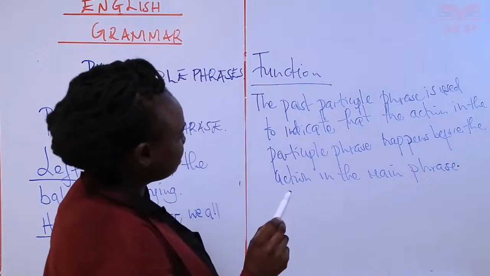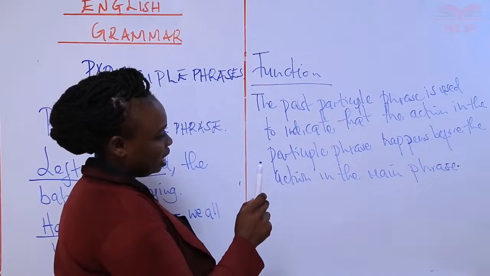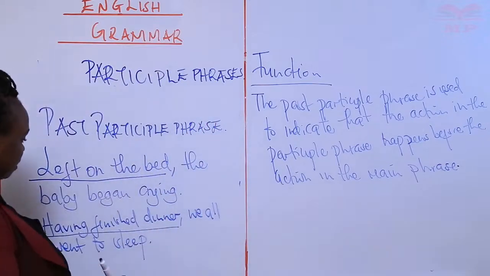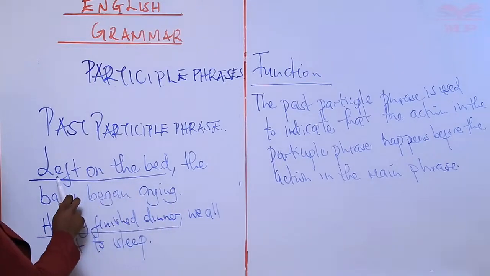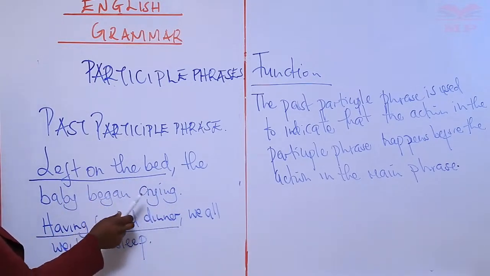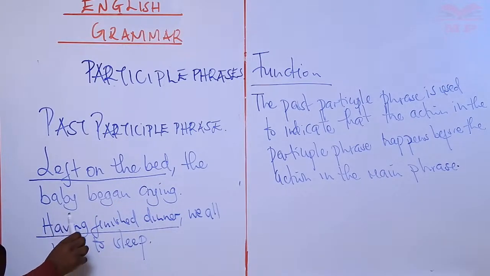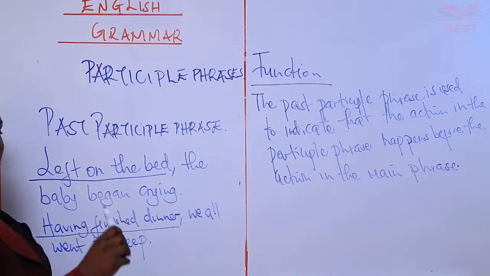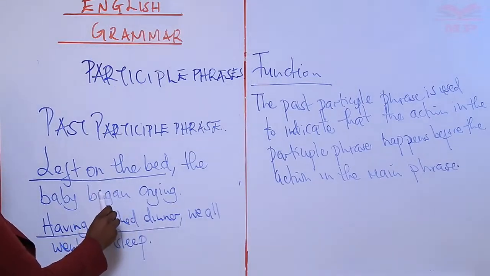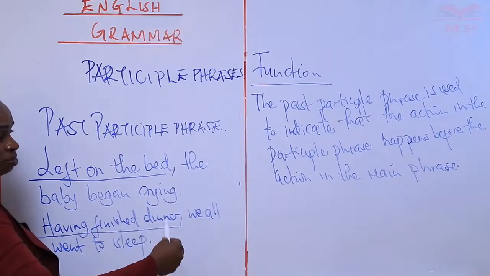So the past participle phrase is used to indicate that the action in the participle phrase happens before the action in the main phrase. Let's come back to our examples. Left on the bed, the baby began crying. So this action happens before this other action begins. It takes place before the other action in the main sentence. And this other sentence, having finished dinner, we all went to sleep. Again, finishing dinner happens before going to sleep. The baby being left on the bed happens before the baby begins what? Crying.